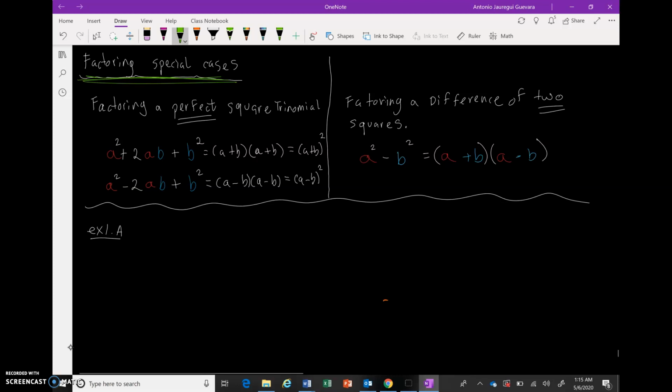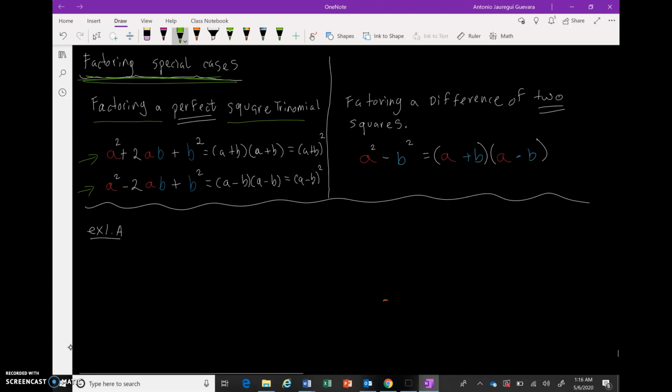The first category is factoring a perfect square trinomial, and this is the format right here. Normally you're going to see some number a squared plus 2, where 2 is a constant, times some number a times some number b, plus b squared. So typically we say a squared plus 2ab plus b squared. And then another one has the format a squared minus 2ab plus b squared.